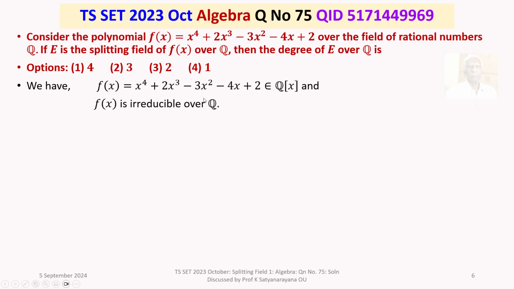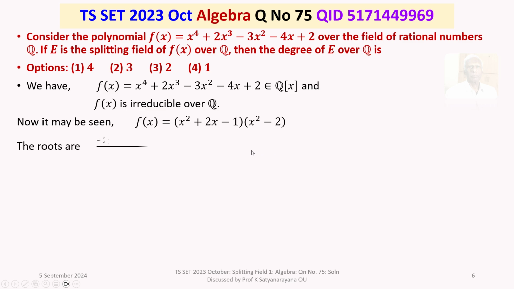Now, after a careful examination, you will find that f of x is equal to the product of two polynomials of degree 2. That's a clue to you. And it is (x square plus 2x minus 1) into (x square minus 2). These are the quadratic factors of this f(x). Agreed. So, now what are the roots of this one?